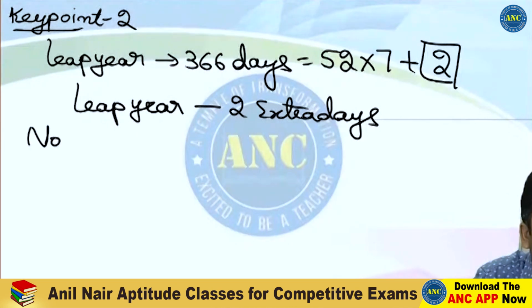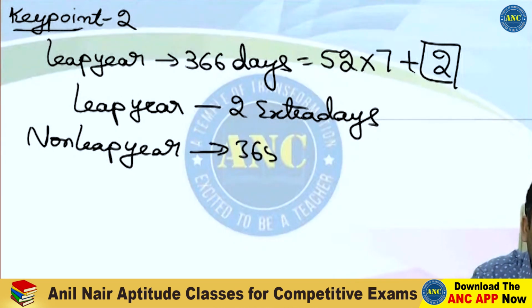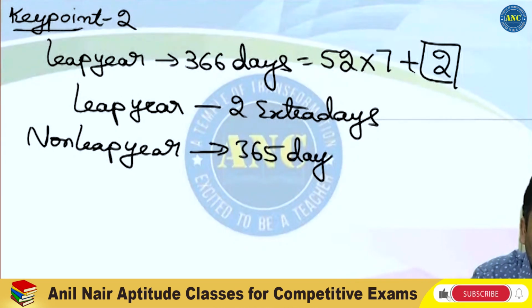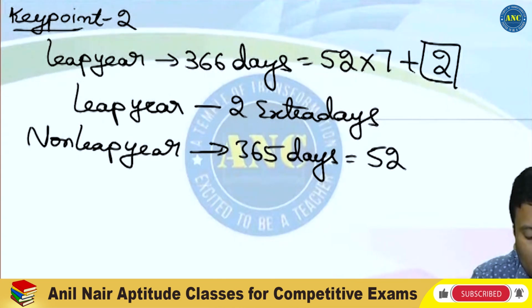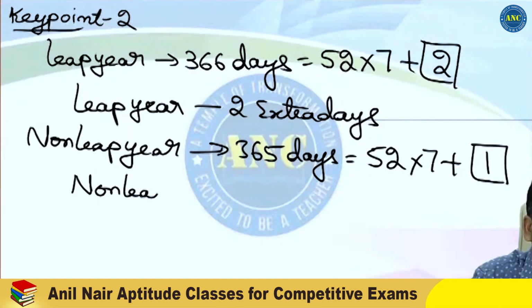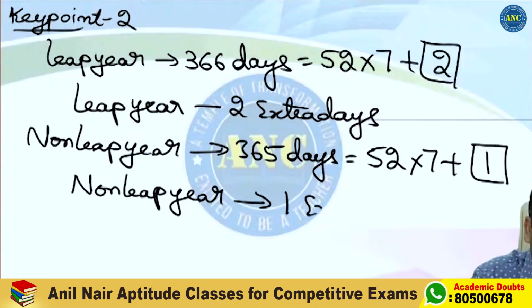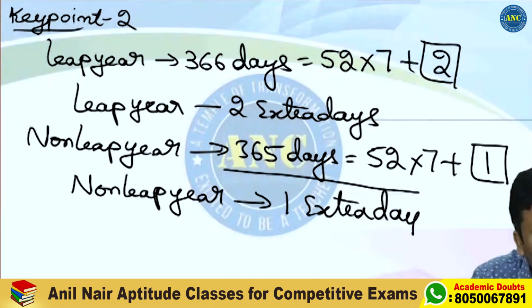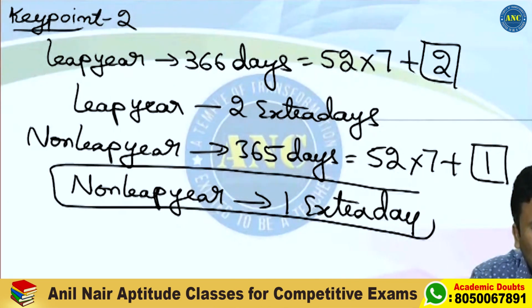If I take a non-leap year, it has 365 days, which is 52 into 7 plus 1. A non-leap year has one extra day. Extra days and odd days are the same thing.